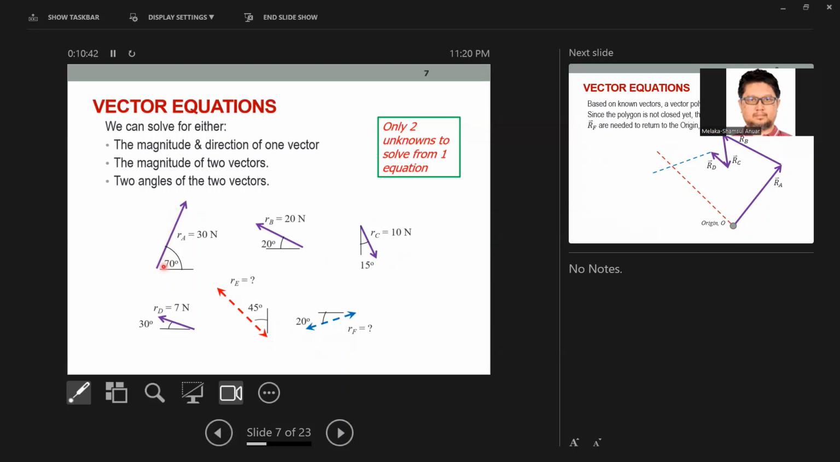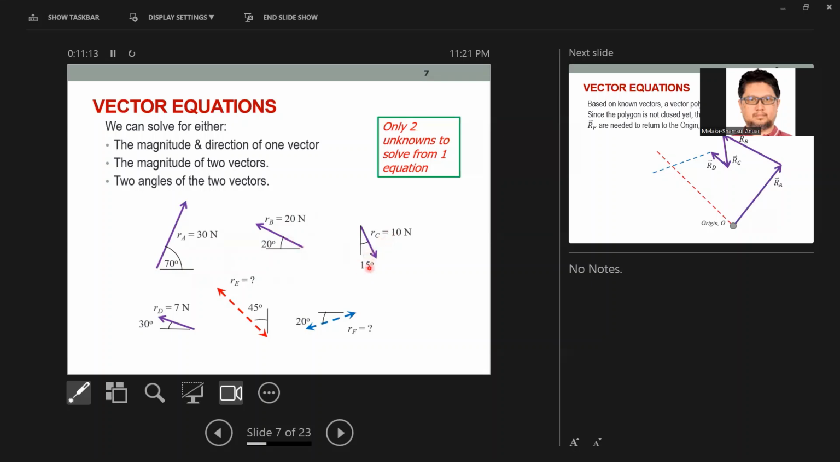This one is fully defined. You know the magnitude and also the direction. The magnitude is 30 Newton, whereas the direction is 70. For this one, the magnitude is 20 Newton, and the direction is 20 from here, but from the positive x, the direction will be 160.